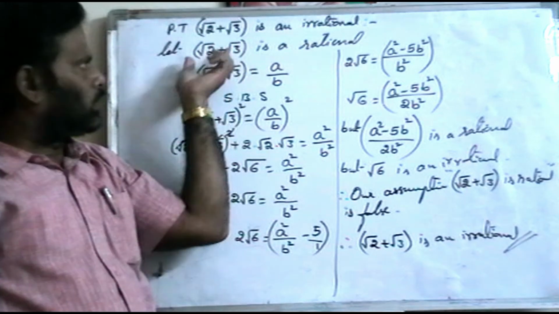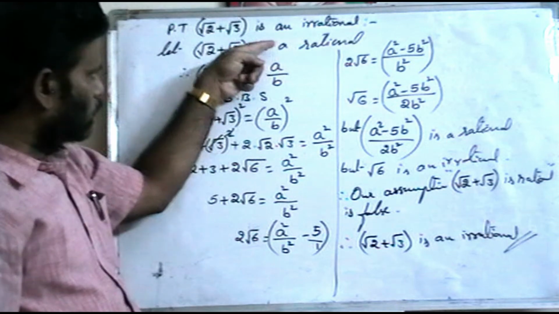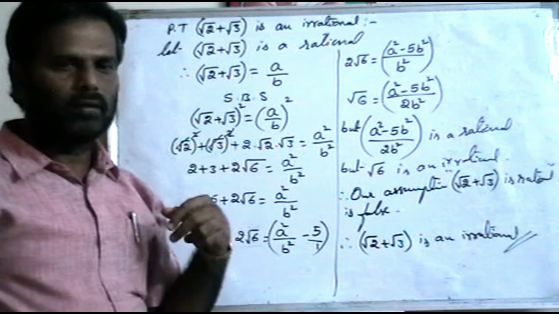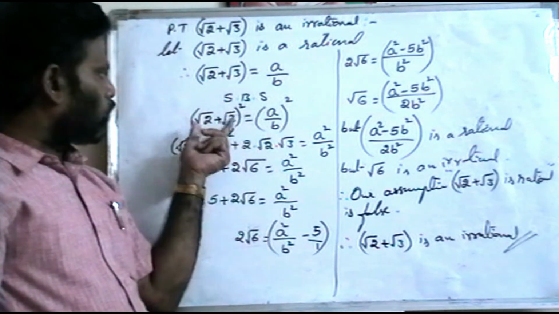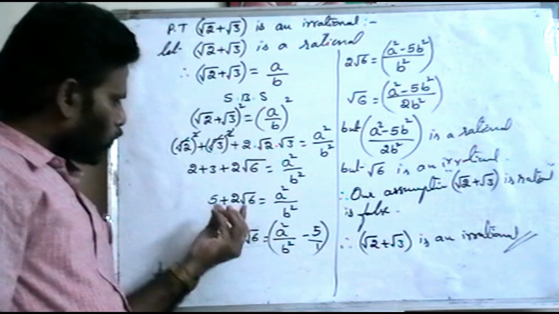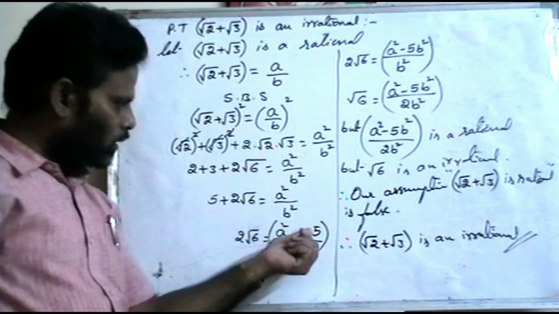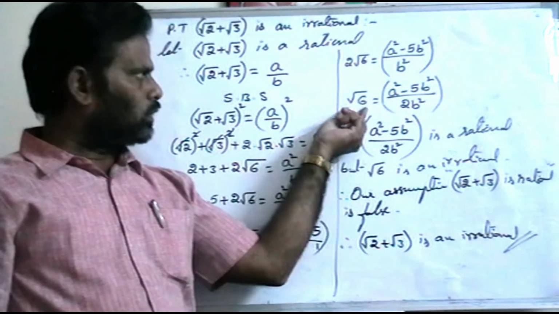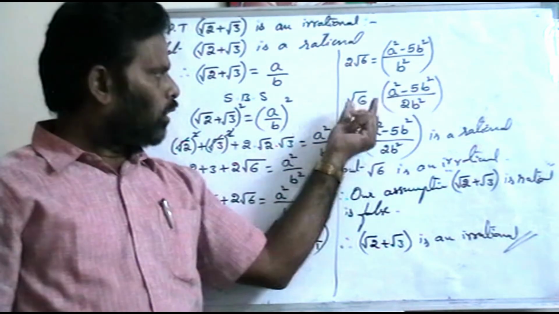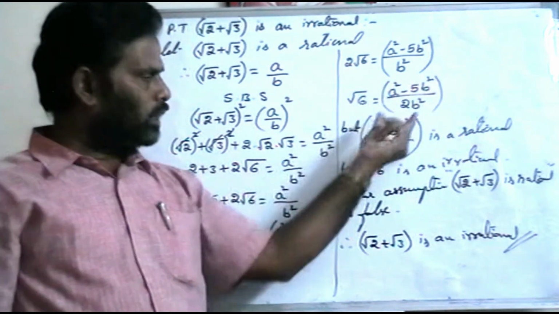To prove that, it is an indirect proof. Let us assume that root 2 plus root 3 is a rational. If it is a rational, we can write it in the form of p by q. Let us assume that it may be a by b. Now squaring on both sides, (root 2 plus root 3) whole square is equal to (a by b) whole square. Simplify, then we'll get 2 root 6 is equal to a square by b square minus 5. Then simplify, finally we'll get root 6 is equal to (a square minus 5b square) by 2b square.